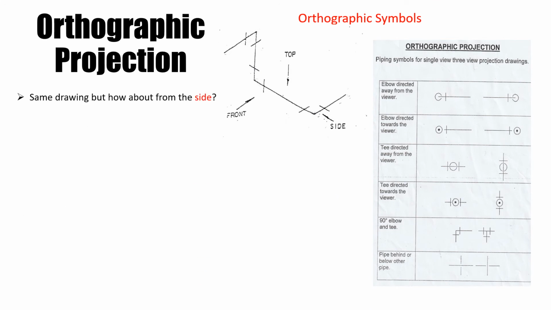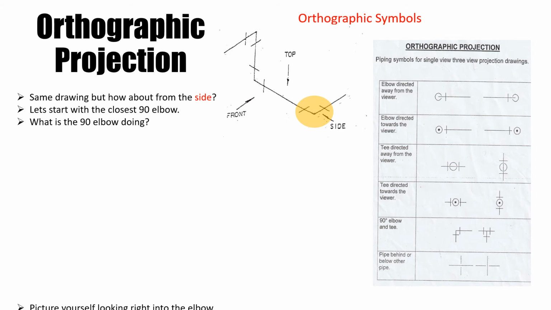Same drawing with the side. We're going to walk through this a little bit. Let's start with the closest elbow. This is from your side view. What's this elbow doing now? Coming towards you, going away from you? This one's going away from you.